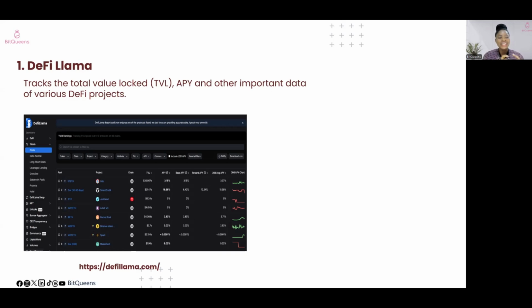So one key feature about DeFi Llama is that it helps to track total value locked, that's TVL, and of course, APY. APY is annual percentage yield, and of course, other important data of different DeFi projects. Don't worry, I'm going to be breaking all this down. So this is particularly very important for those who want to go into staking or taking advantage of staking.